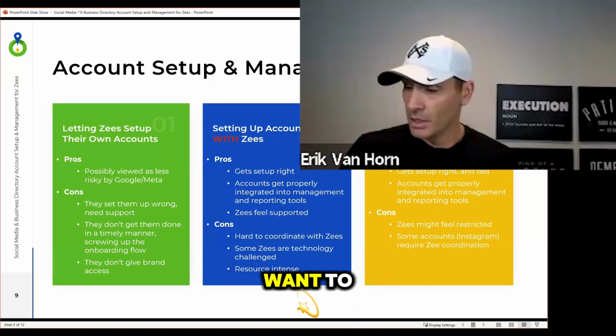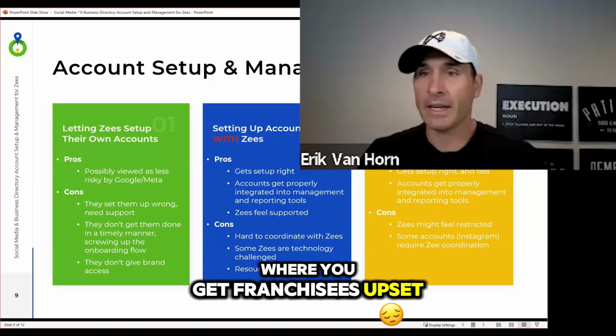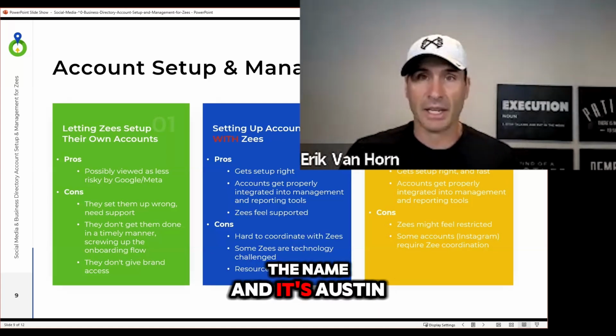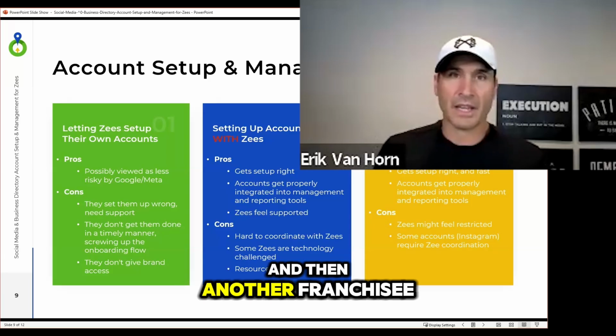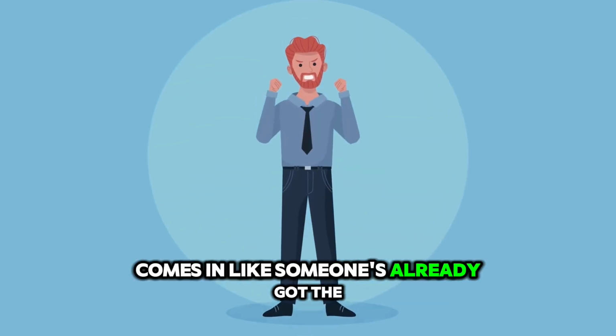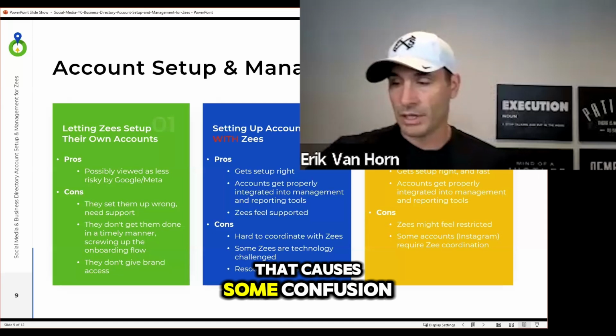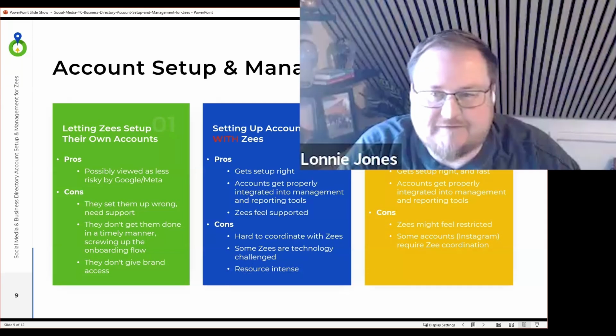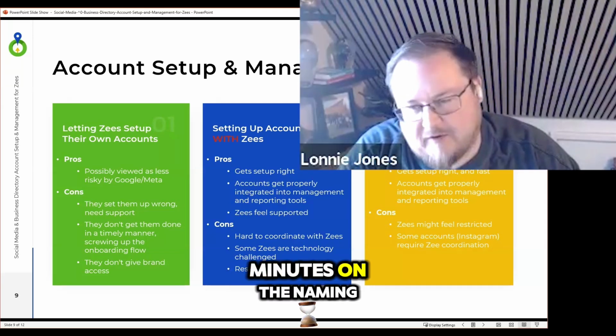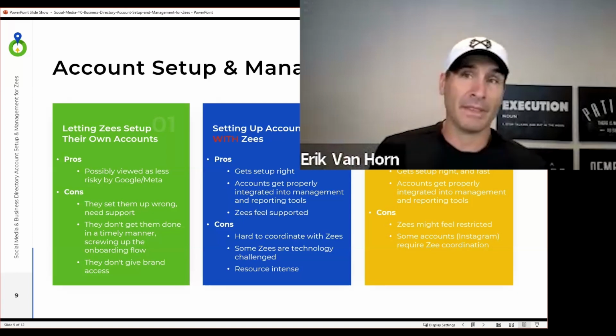Where you get franchisees upset is if you have the name Austin, and then another franchisee comes in and says, so-and-so already got the name Austin, I'm in Austin. That causes some confusion and frustration. We need another 30 minutes on the naming. All right, we'll move on from that.